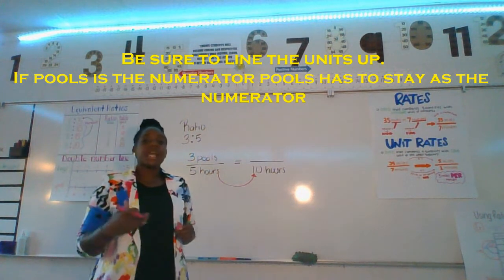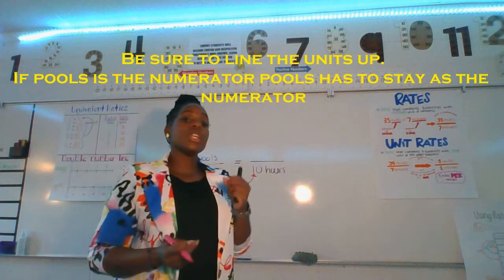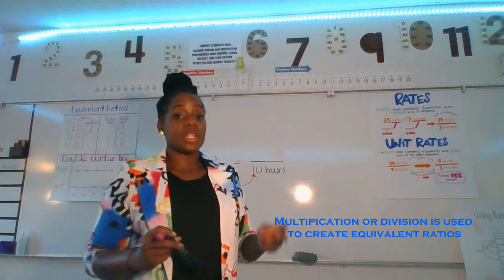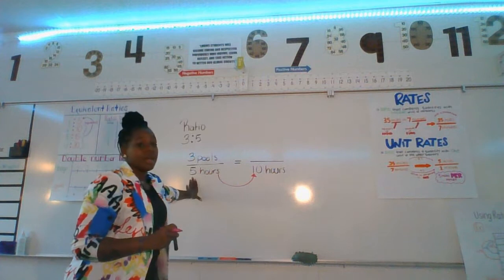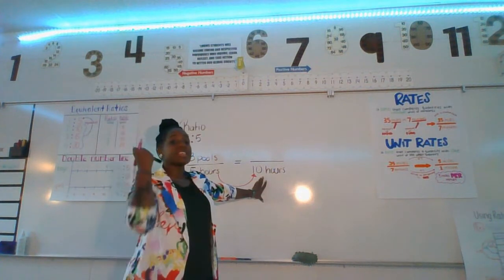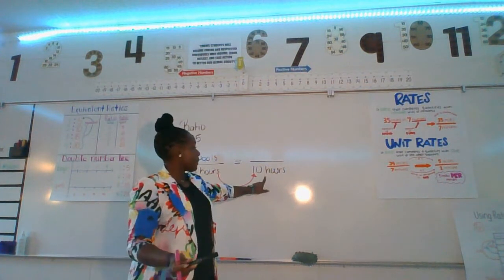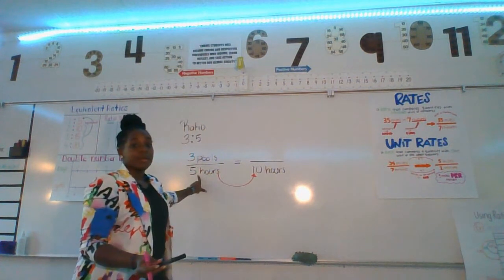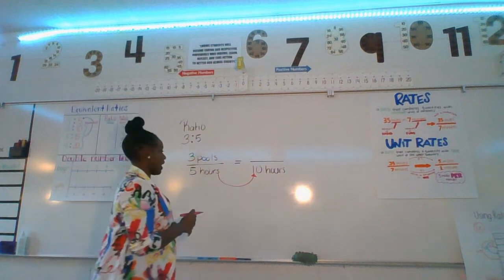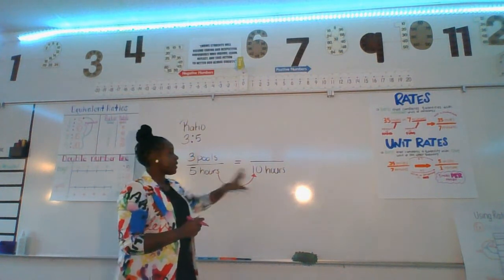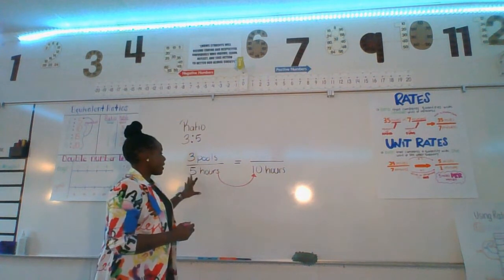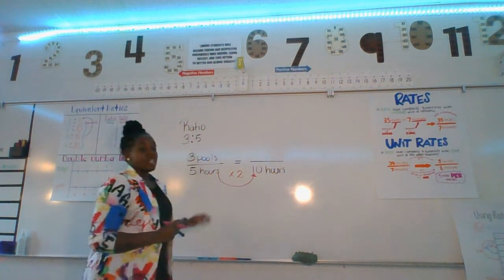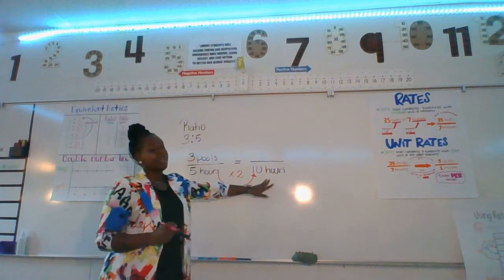When we're creating equivalent ratios, the only two operations that you're going to use are multiplication or division. If I'm going from a smaller number to a larger number, that tells me that I'm multiplying. But if I'm going from a larger number to a smaller number, then I will be doing the opposite, which is dividing. So in this case, we're going from a smaller number to a larger number, so I'm going to multiply by the same number. I know that 5 times 2 gives me 10.